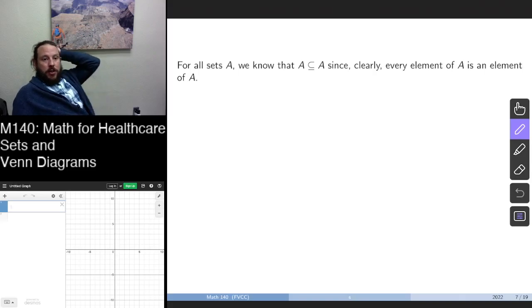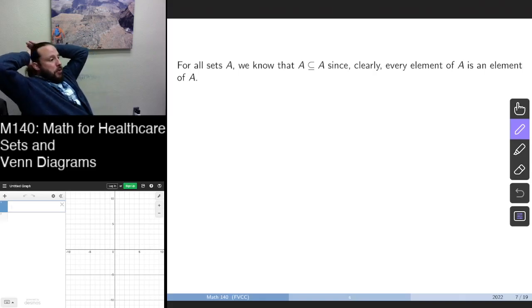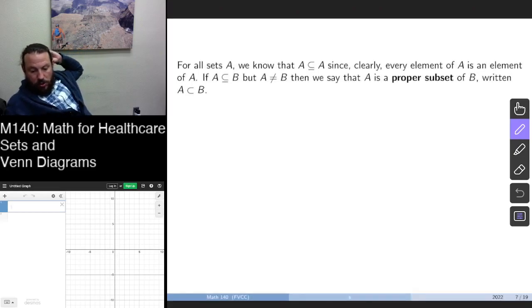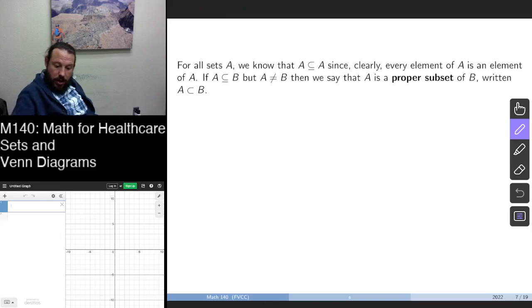Couple things to notice about subsets. For all sets, A is always going to be a subset of itself, okay? Since every element of A is an element of A, that's certainly going to be true. If A is a subset of B, but we know it's not equal to, then we say A is a proper subset of B. Okay, and write this without the equal sign, where this is kind of like the strictly less than sign. Proper subsets are much less important than the idea of subsets.